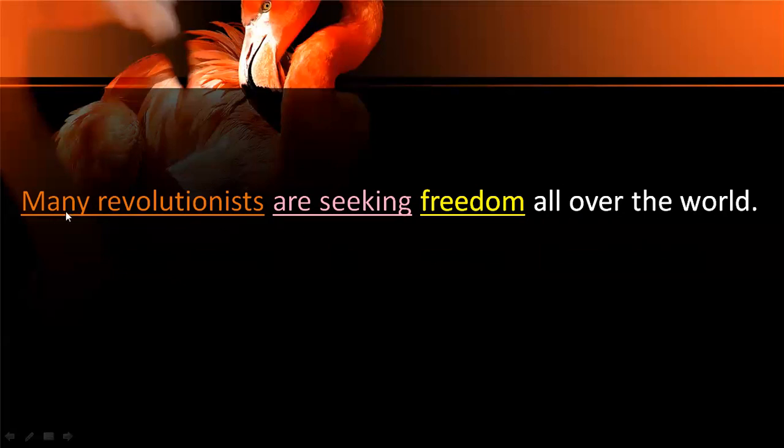Now, let's analyze the sentence and see the function of each word. Many revolutionists is subject and doer. Why is it doer? Because if I ask the question, who is seeking? It is many revolutionists. Therefore, are seeking is the verb phrase, and they are seeking what? They are seeking freedom. Therefore, freedom is a direct object. And this is only a complement, all over the world.